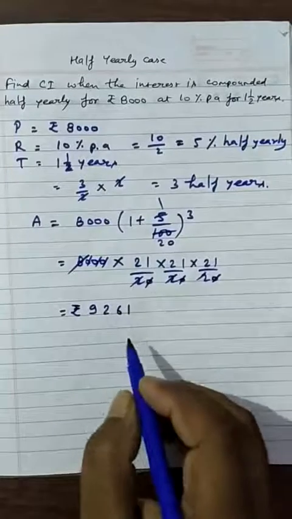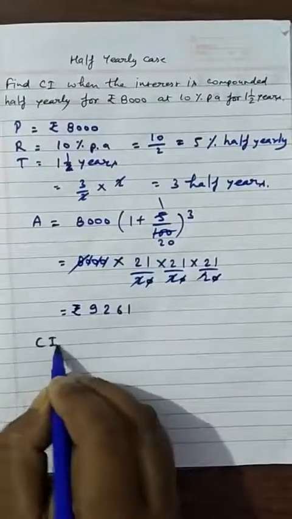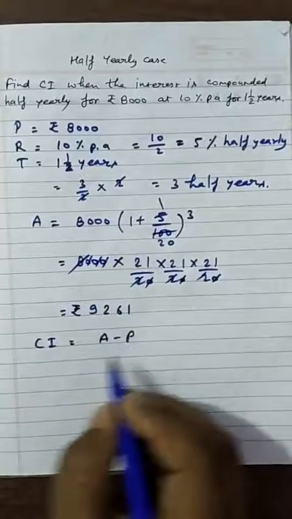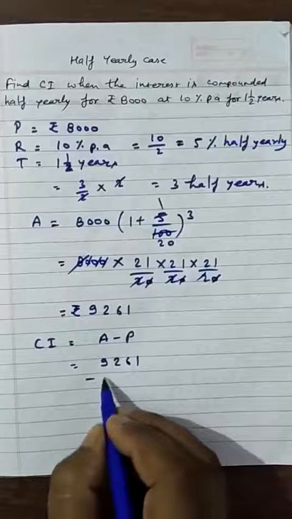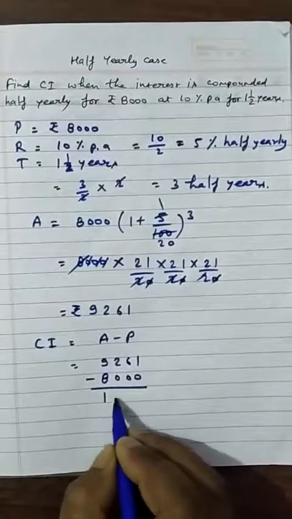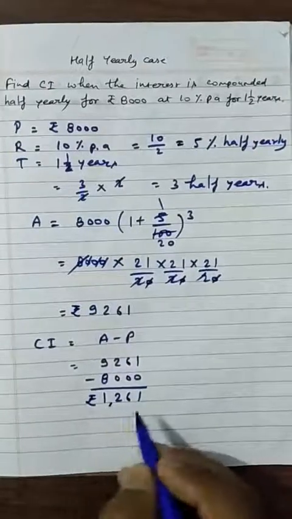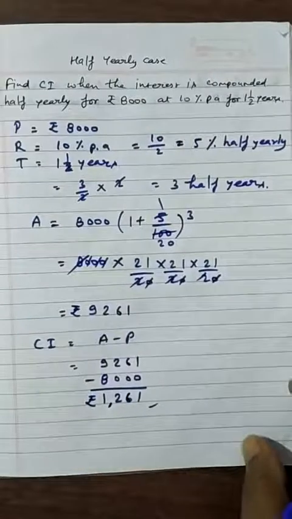After that, compound interest. The formula is A minus P. 9261 minus 8,000. This is 1261. 1261 is the answer.